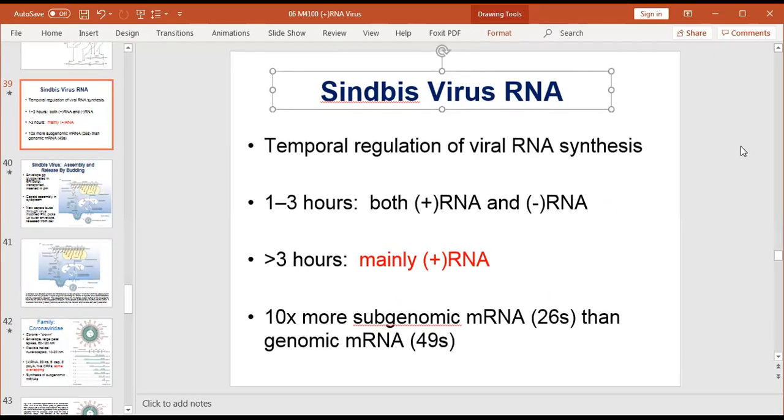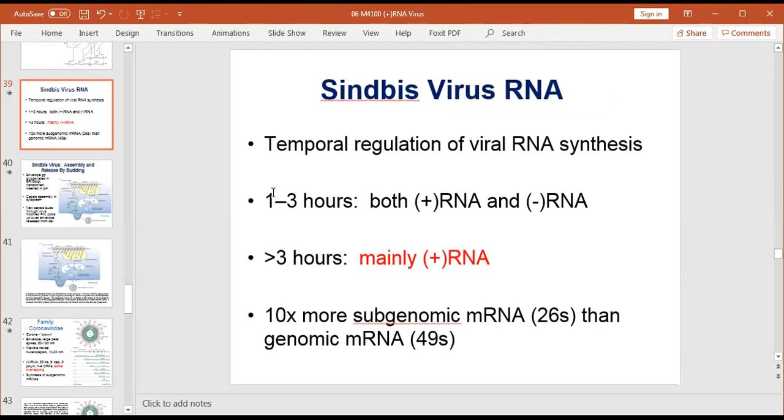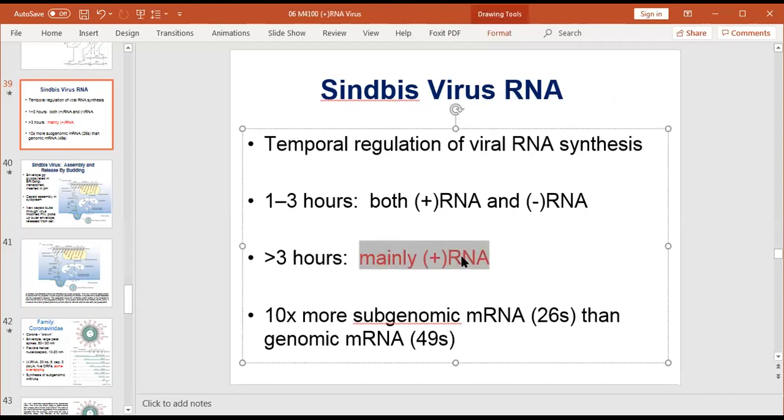Temporal meaning time-wise. So within the first 3 hours upon viral infection, we will make both positive and negative sense RNA strands. And after 3 hours, we start producing mainly positive strand RNA, and we make 10 times more of the subgenomic mRNA 26S that codes for open reading frame 2 than the genomic mRNA, the 49S.